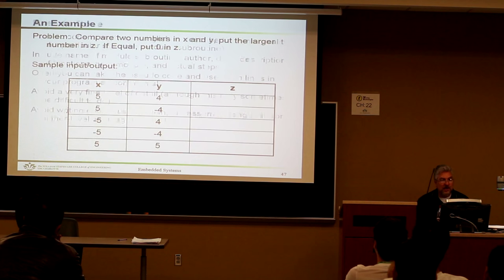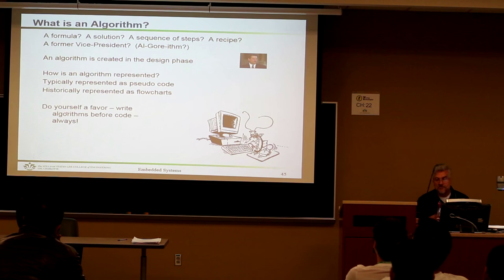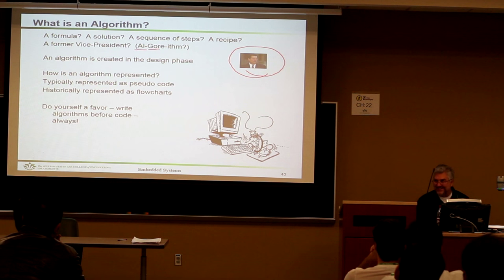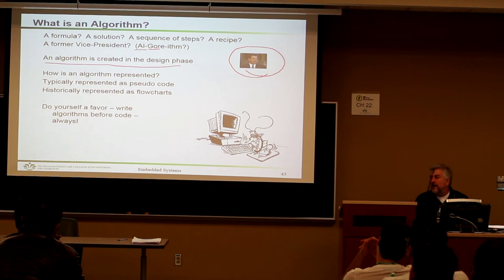Let's see. I believe I have already talked about algorithms, right? We looked at this. You know what an algorithm is, right? Al-gorithm. See, that's Al Gore. Oh, nobody wants an A in this class. Nobody's laughing. All right. You create algorithms in the design phase. The reason why you want to do this is you want to have a good flavor of what's going on with your entire system before you start writing the actual code. And I've already covered this in a previous class, so I don't really need to go into this in great detail.